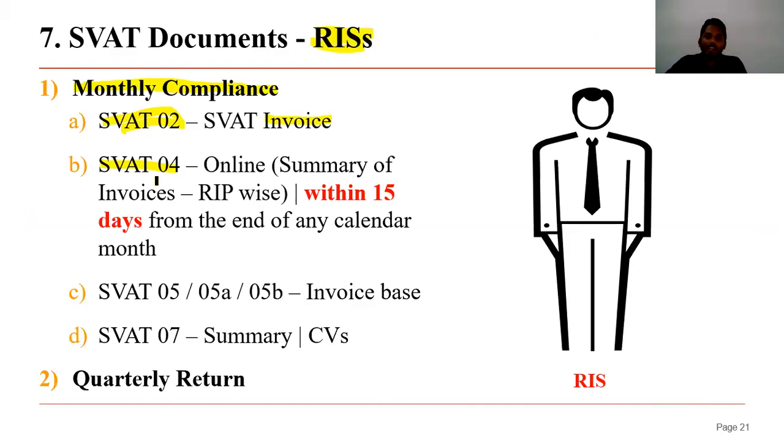RISs are required to issue SVAT 4 in the system. It is required to be issued within 15 days. Keep in mind, as per the law, within 15 days of the end of any calendar month. Let's say January, they are required to issue within 15 days, meaning by February 15. Practically, it is not happening, but the 15-day requirement is there as per the Gazette.